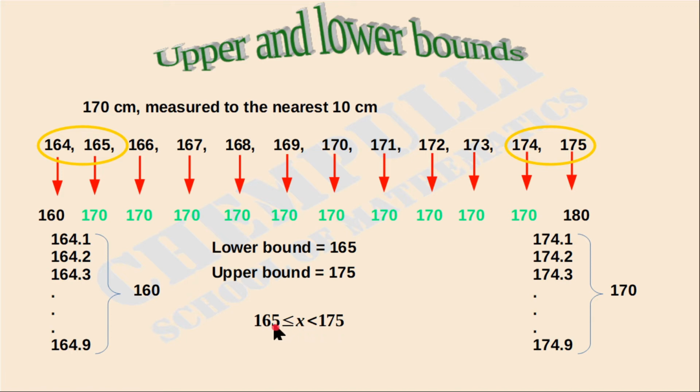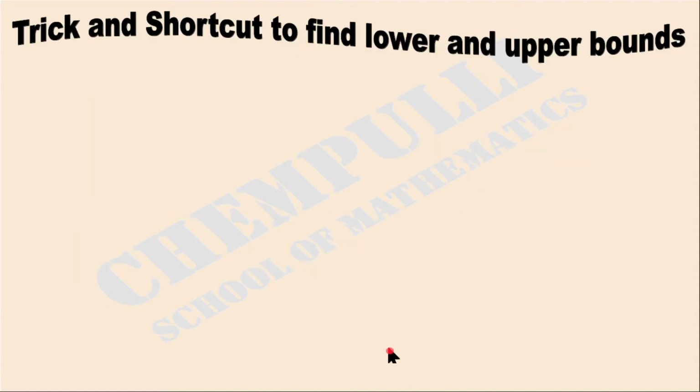That means the values between 165 and 175, including 165 also, if you round off that value to the nearest tens, we will get the answer 170. Then this 165 is the lower bound and 175 is the upper bound. We can write that in inequality form, like this. Instead of this x, you can take any other variable or letter to represent this inequality.